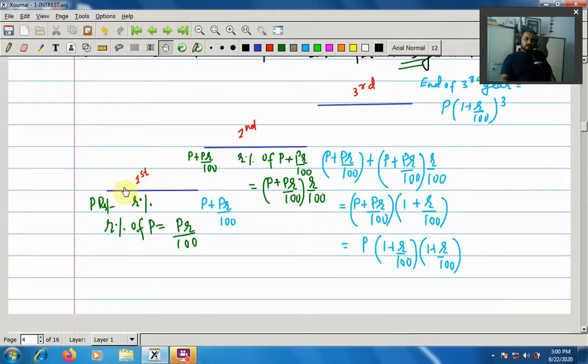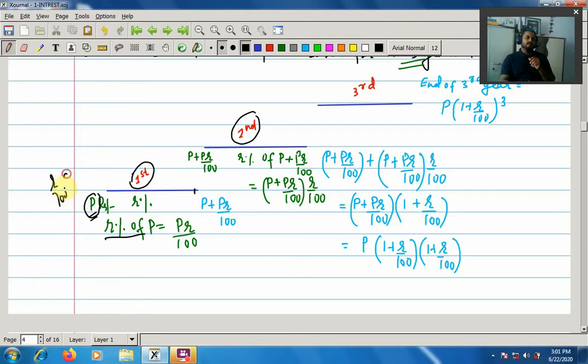I have deposited, let me choose a pen, P rupees in the beginning of first year. This is my first year, second year, and then third year. So I've deposited P rupees in the beginning of first year and the bank is giving me R%. So how much money am I going to get at the end of first year? I already have P rupees in my bank and the bank is giving me R%. So how much extra money? R% of P.